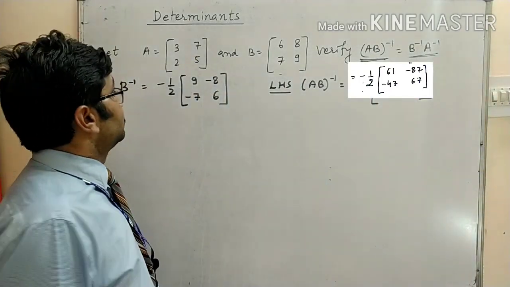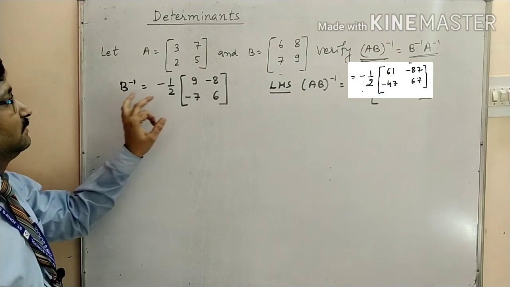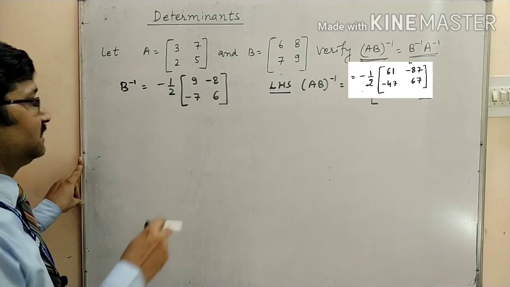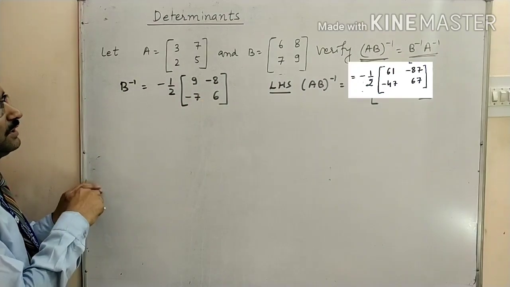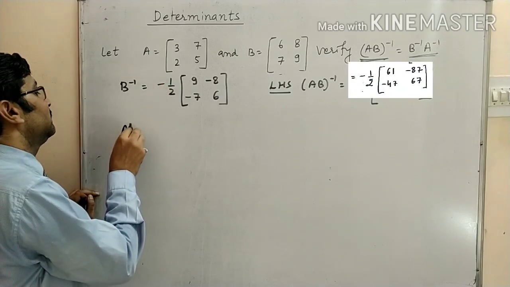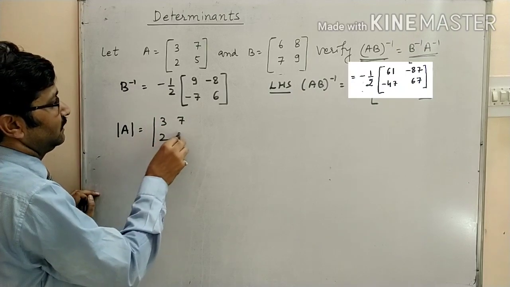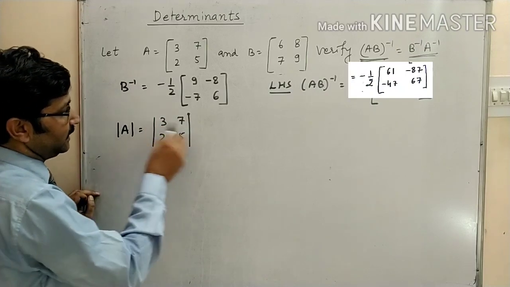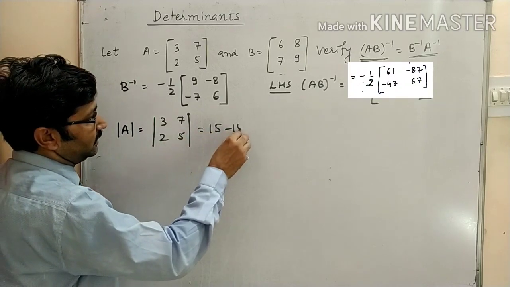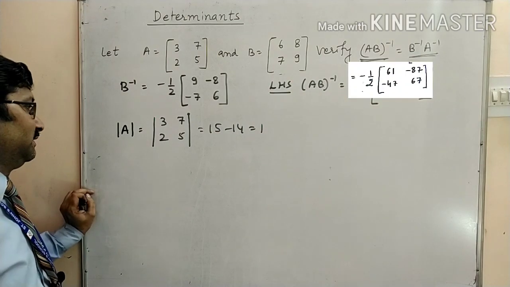Now look here students, we already found B inverse. B inverse is equal to minus 1 upon 2 times the matrix, first row 9, minus 8 and second row minus 7, 6. In the same way, we find A inverse. For A inverse, you write the A determinant. A determinant is |3 7; 2 5|. Now this A determinant you find by cross multiplication. 3 fives are 15 minus 14, that is equal to 1. Since 1 is not equal to 0, you can find the A inverse also.